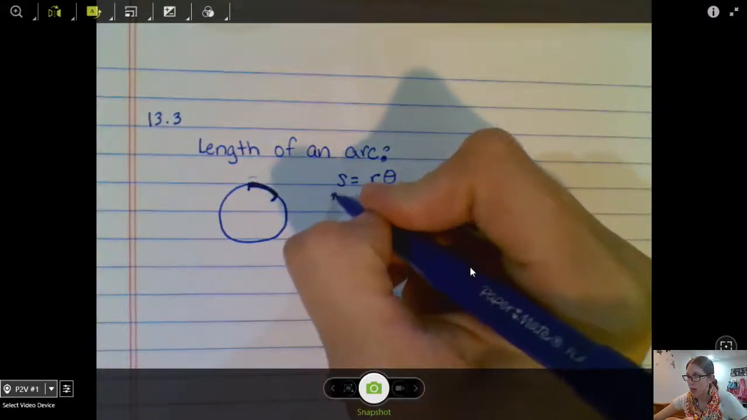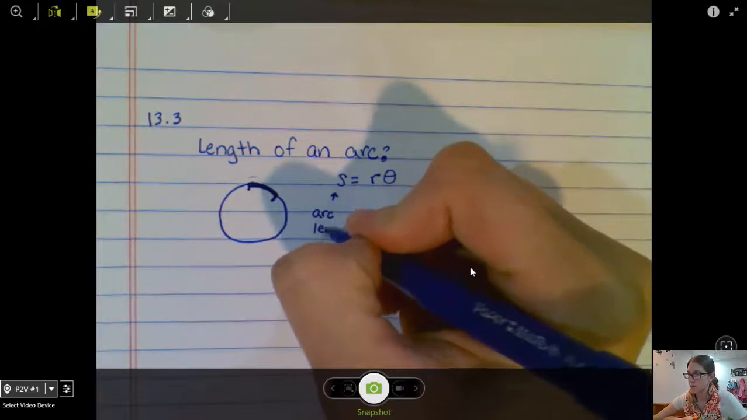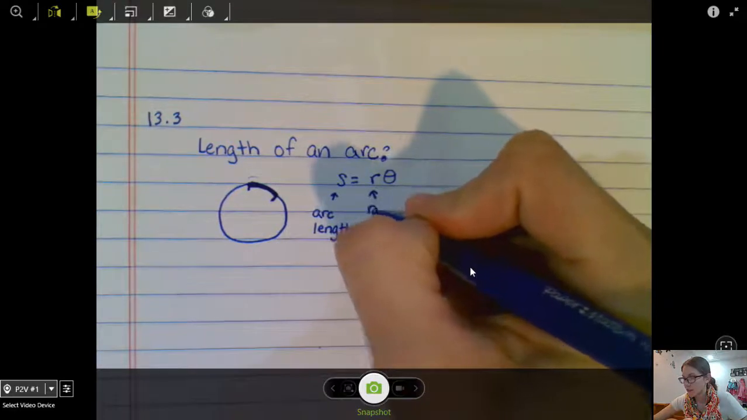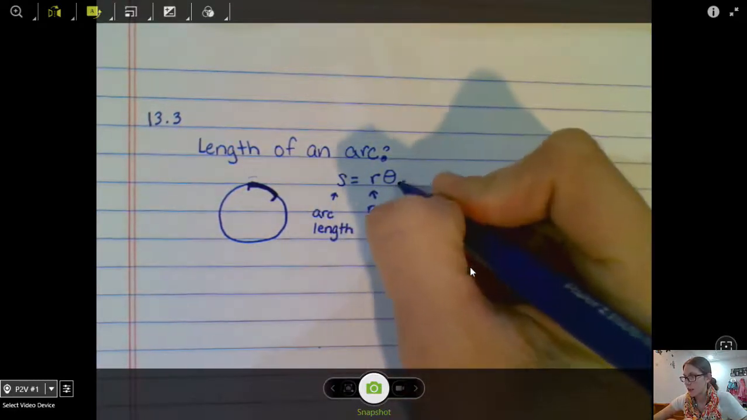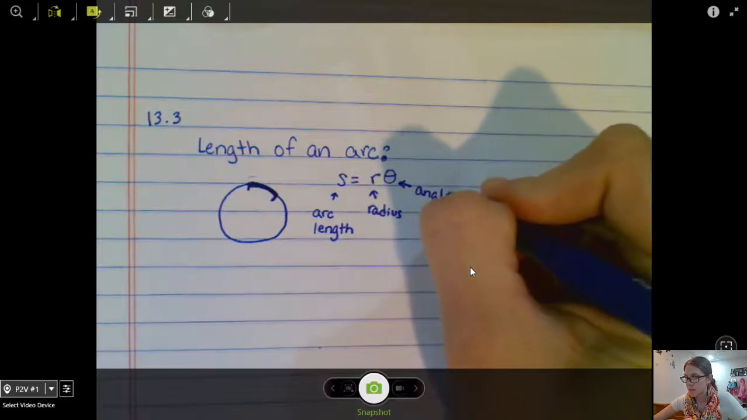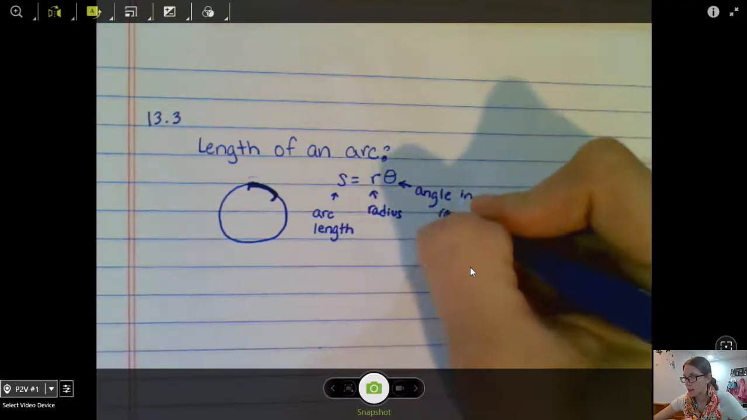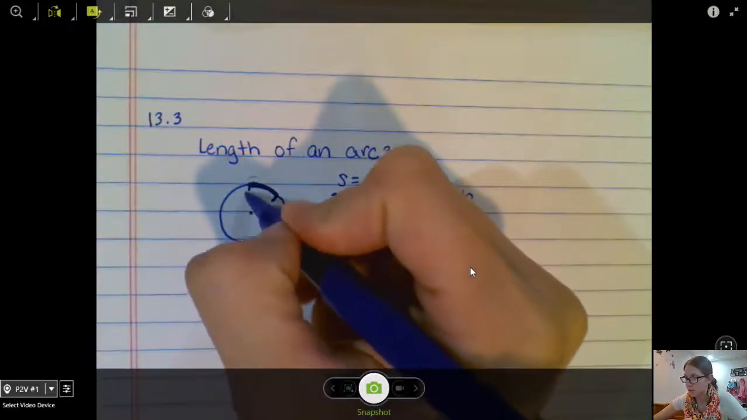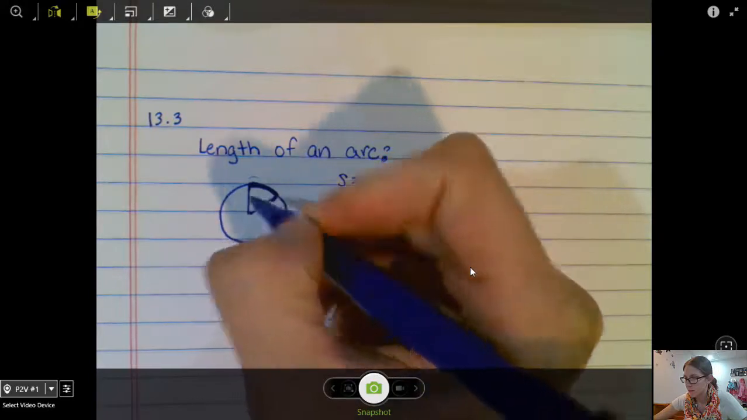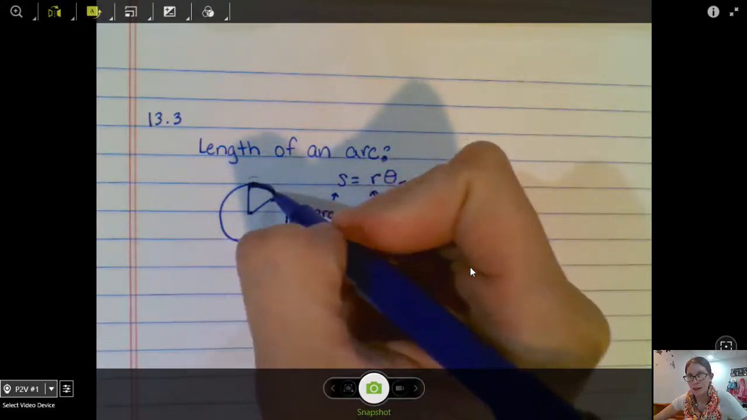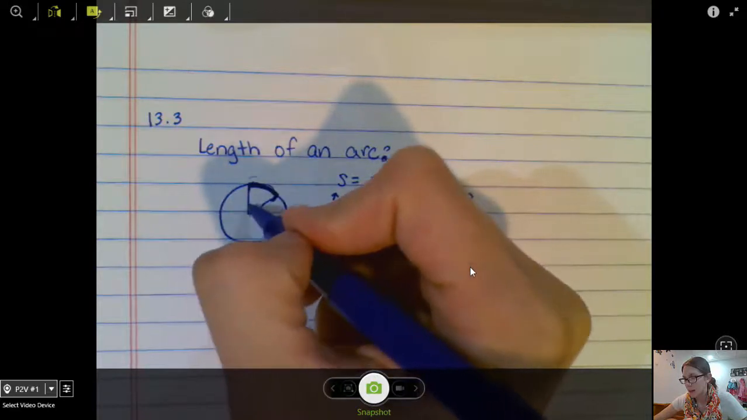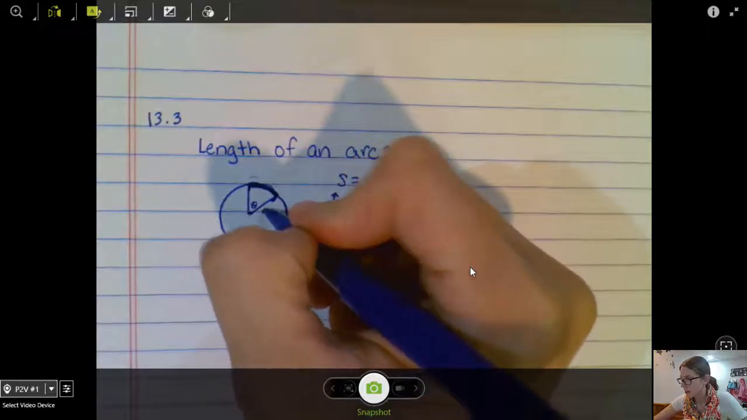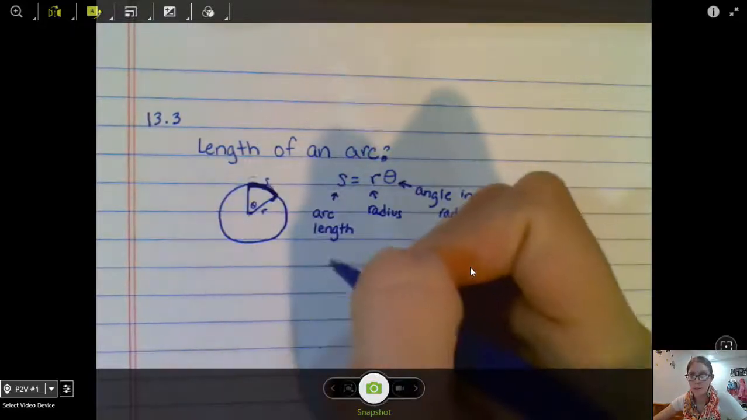And in this equation, S tells us the arc length. R is the radius of our circle. And theta is our angle in radians. So for example, if I had this chunk of my circle, this is the arc length I'm trying to find. As long as I know my radius and I know what this angle is, I can find it. Okay. So here's my angle, here's my radius, here's my arc length.